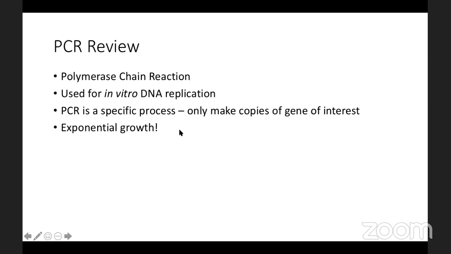Similarly to in vivo replication, the replication process results in exponential growth, meaning every DNA strand, when it's replicated via PCR, is going to result in double the amount of DNA. So you start with one copy of your gene. After one cycle of PCR, you end up with two copies. After your second cycle, those two double and become four. After your third cycle, those four double and become eight, and so on and so forth.